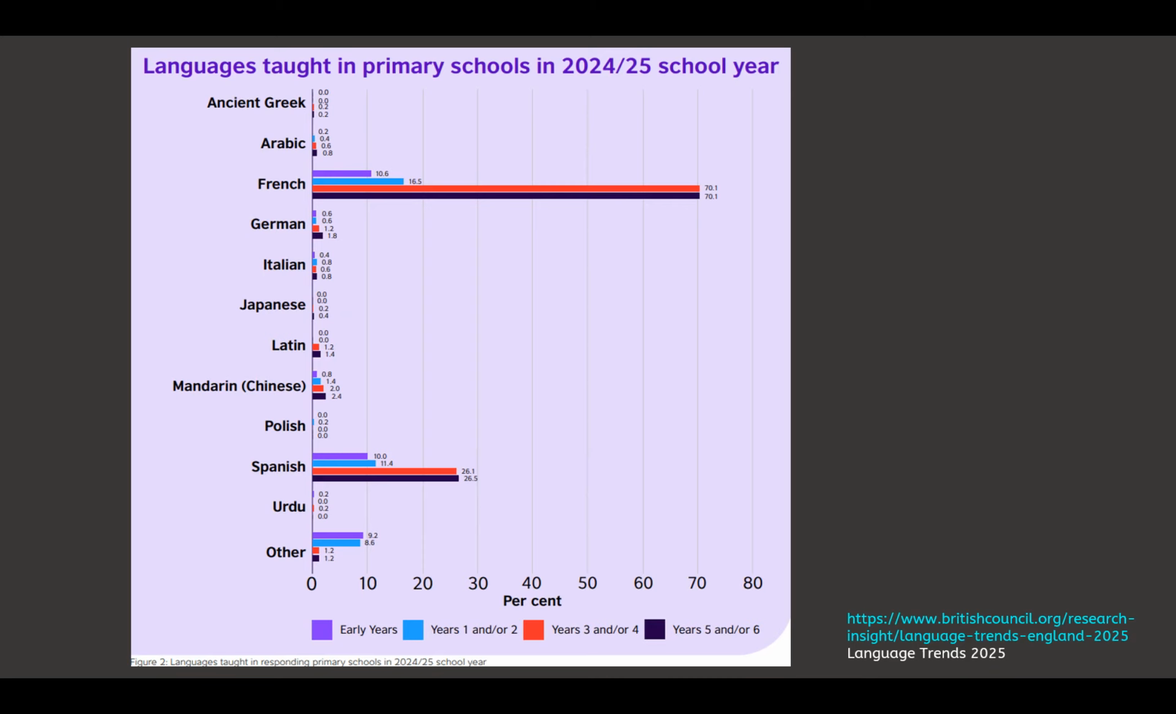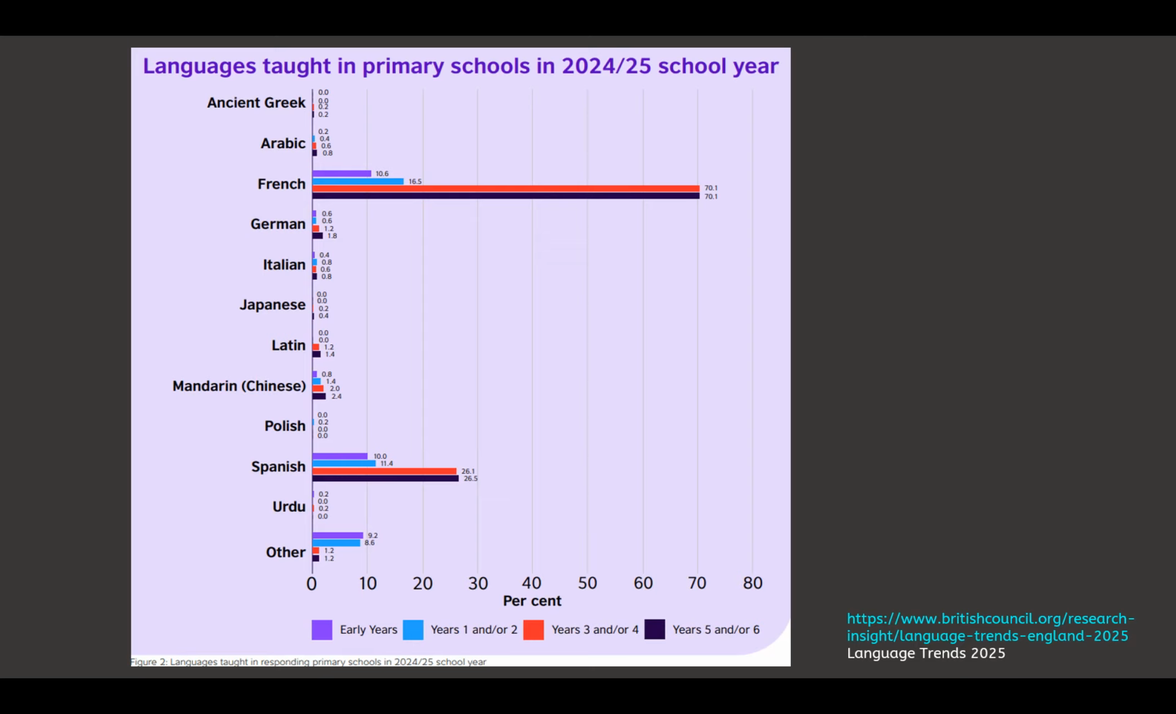The sample was admittedly small, only 502 responses from more than 16,000 English primary schools, but the information presented here is a good reflection of the national picture. We can see that French is still by far the most popular language, followed by Spanish. All other languages have very small percentages. The 2016 Language Trends Report gives figures of just over 75% for French and 22% for Spanish, so there hasn't been a great deal of change over the last 10 years.